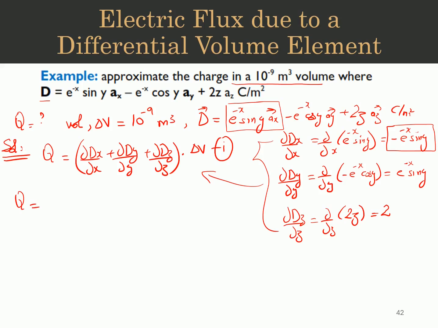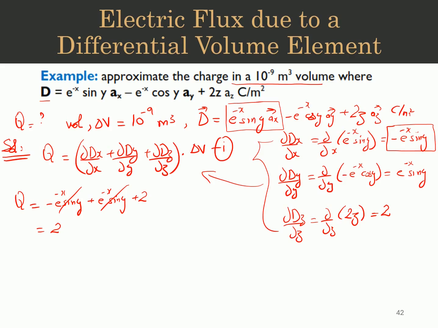So the value of Q comes out to be, the partial derivative is minus e raised to the power minus x sine of y, then you have plus e raised to the power minus x sine of y and plus 2. So this and this cancel out, so we are only left with 2, and that's it. So 2 is the answer that we are getting.